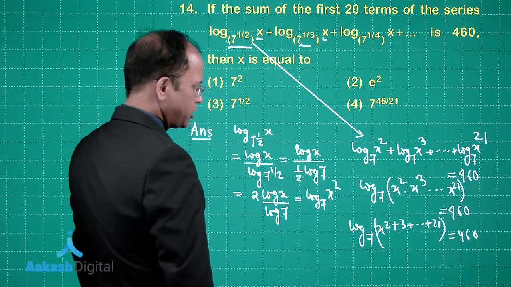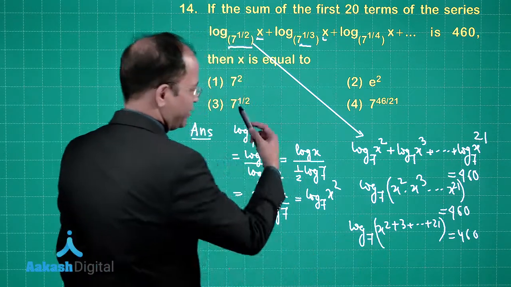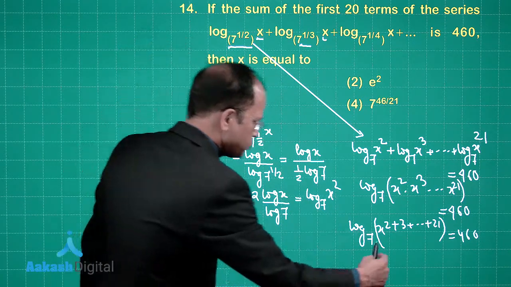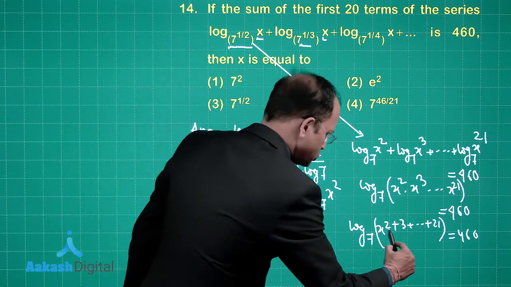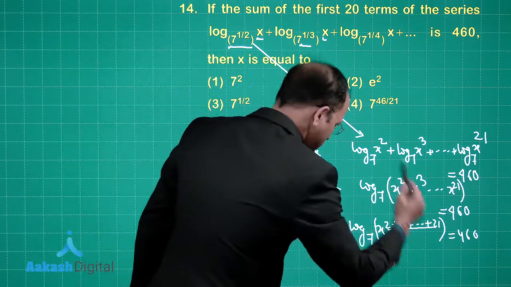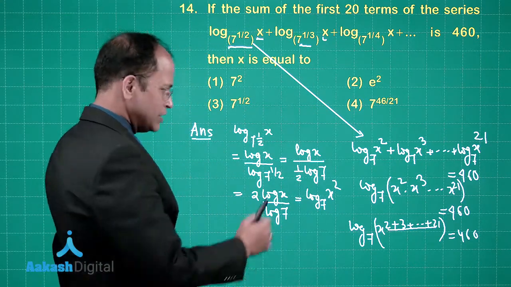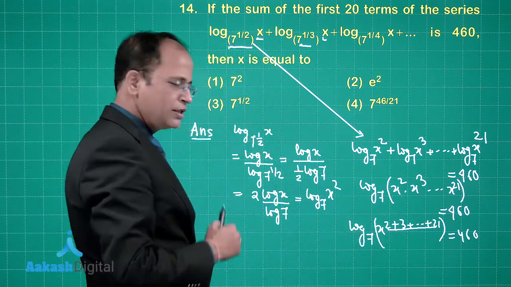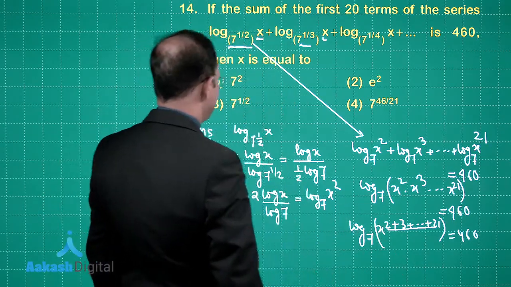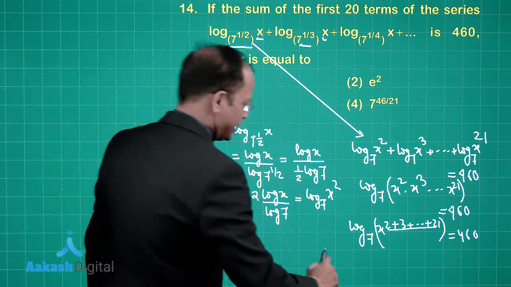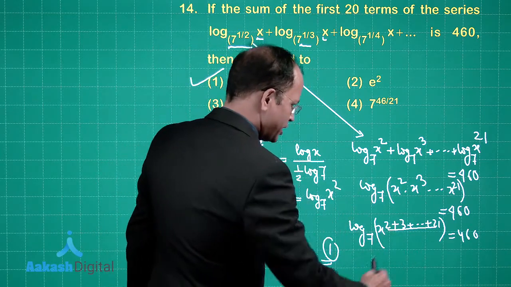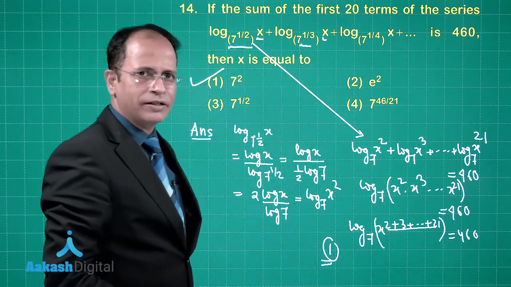Now, because we have to find x here, you have to solve this one. When you say how to solve this, that means we have 2, 3 up to 21, which is an AP. So we need to use the sum of the first n terms of an AP, and we get the value of x here. So x is coming out to be 7 square, and this is going to be option number 1, which is the correct one. So AP has been used, and you just get the value of x here.